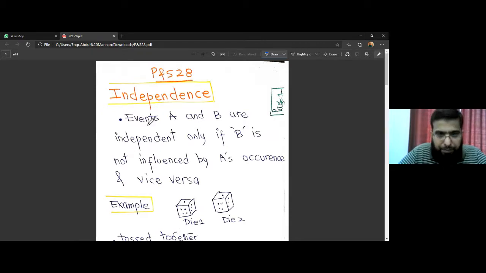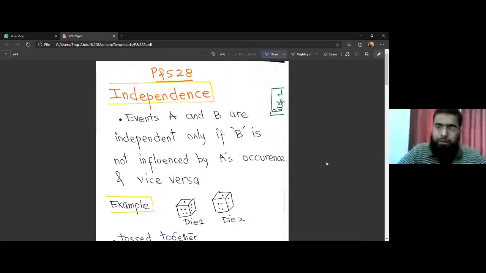Events A and B are independent if the occurrence of A is not influenced by the occurrence of B, and the occurrence of B is not influenced by the occurrence of A, or vice versa.